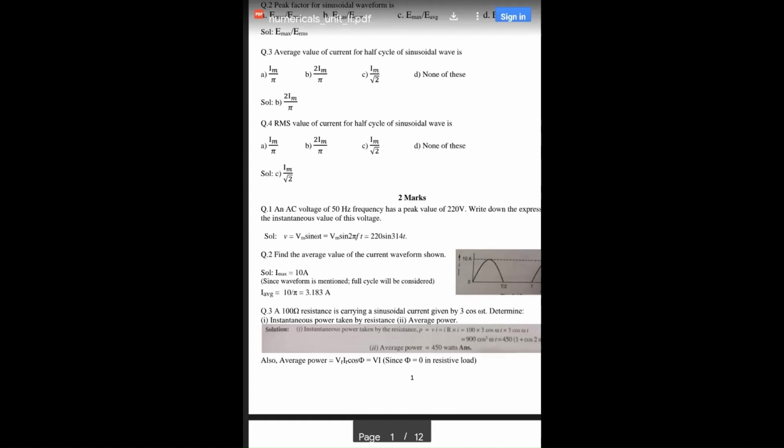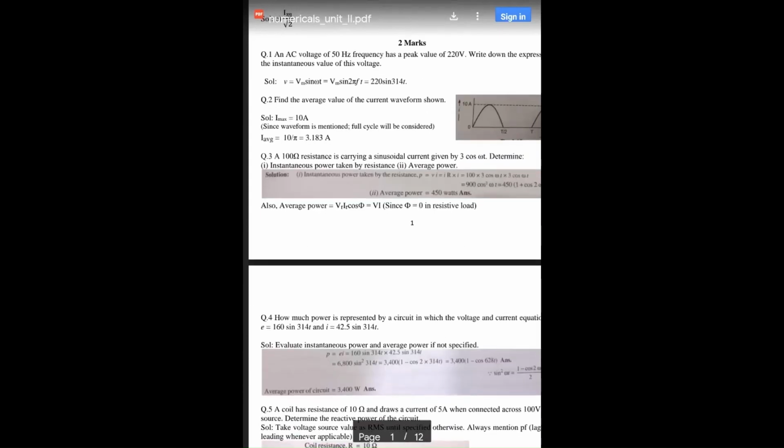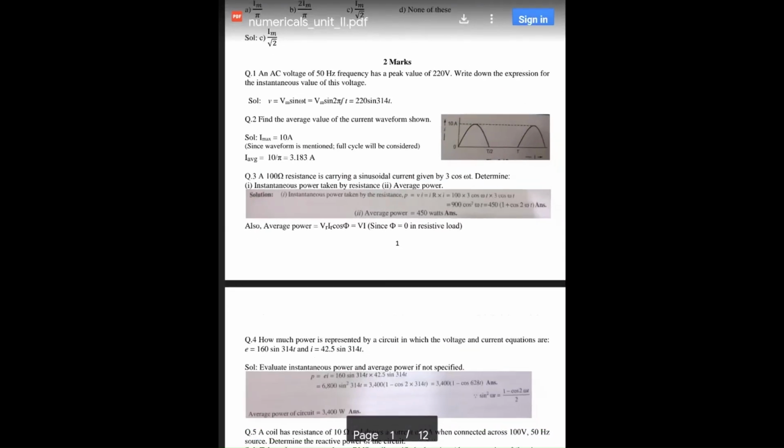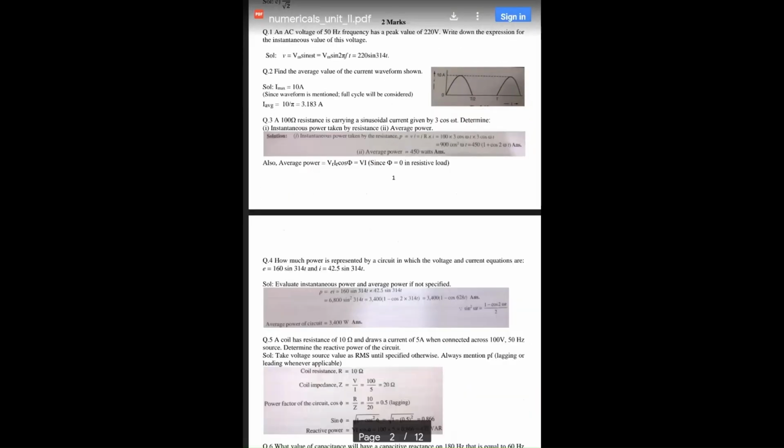Okay, so next is the 2 marks questions. Sometimes it is asked: an AC voltage of 50 hertz has the peak value of 220 volts. When we talk of the peak value or maximum value, it is all the same. So you should be in position to attempt these sort of questions. Next: write down the expression for the instantaneous value of this voltage.